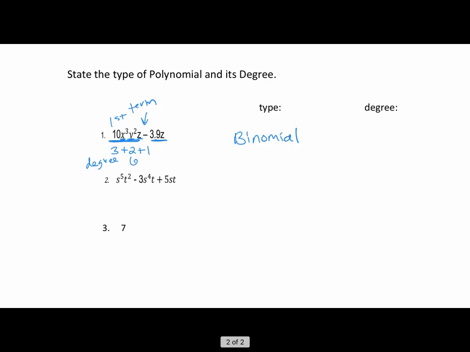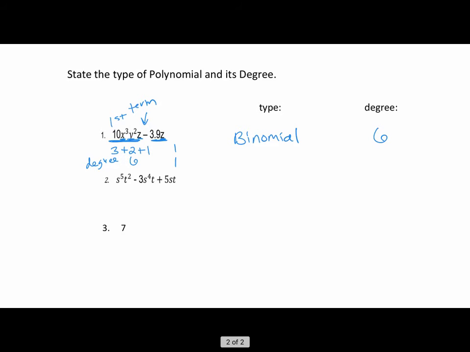So the degree of the second term, there's only one variable, and it doesn't have an exponent, so that makes it a 1. Then I take the highest degree of any term. So what's a bigger number, 6 or 1? 6 is a bigger number, so this is a 6th degree binomial.